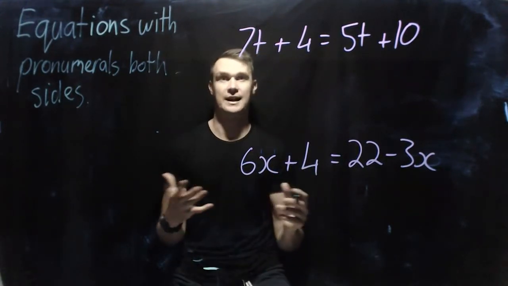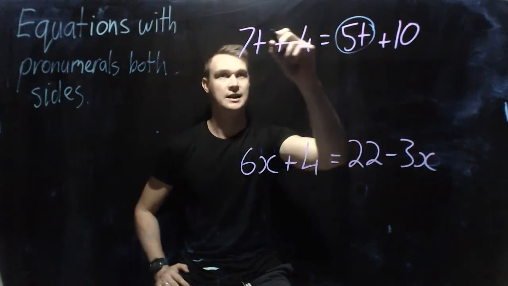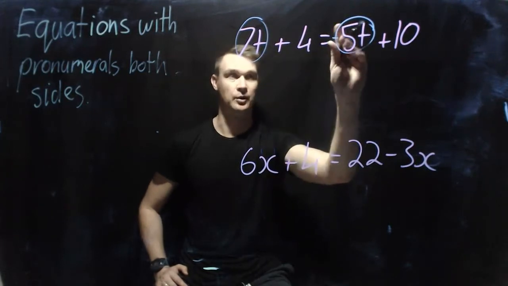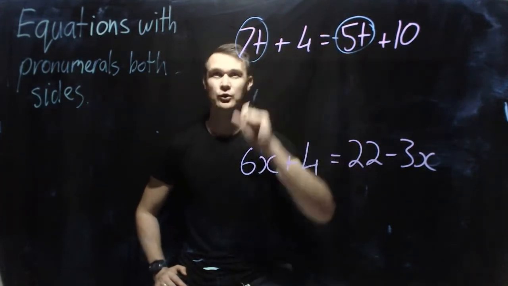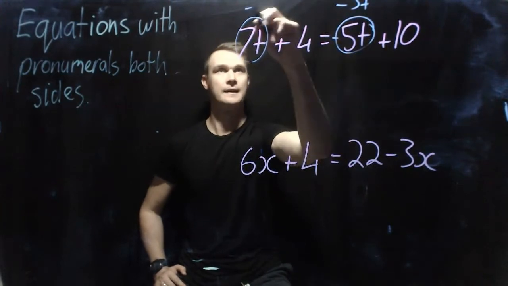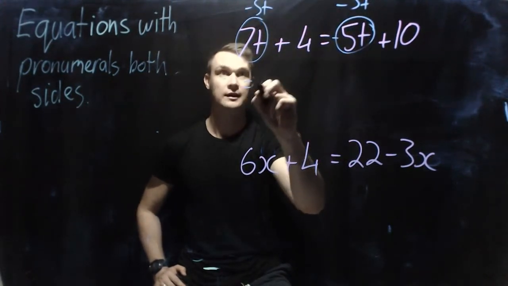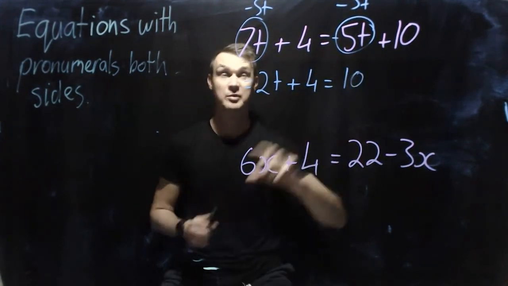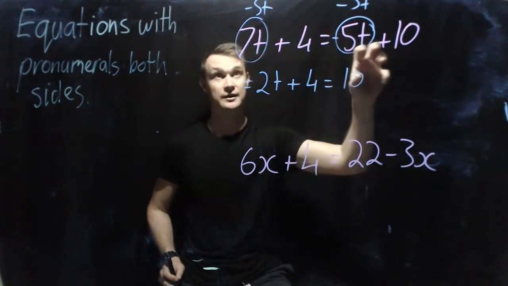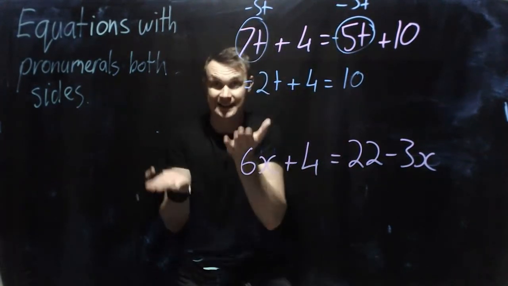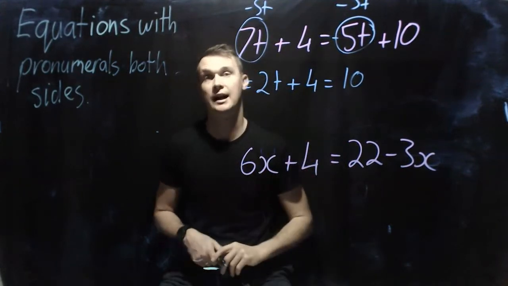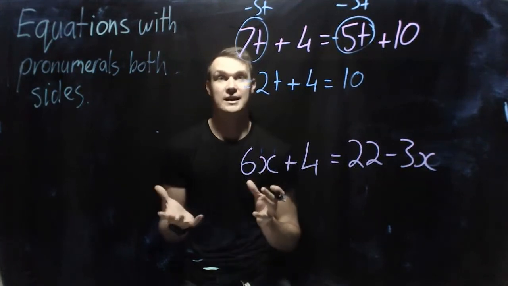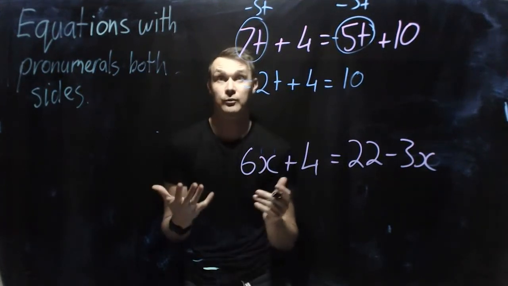What we want to do is isolate one of them. We know that if we've got 5t here, we've got similar like terms. So if we subtract, since it's a positive number, we can take 5t from here and also 5t from this side. What that will leave us with is 2t plus 4 equals 10. We've taken away the 5t on this side, which means we also need to balance that scale and take 5t from the other side. That leaves us with an equation that we can solve a lot more easily.